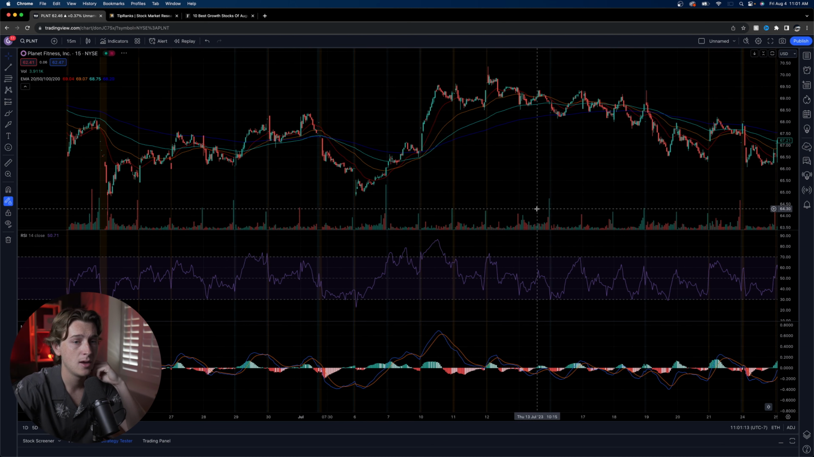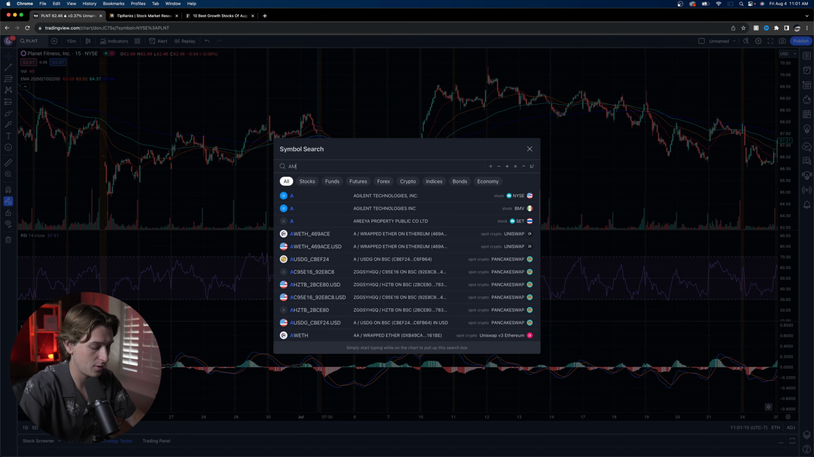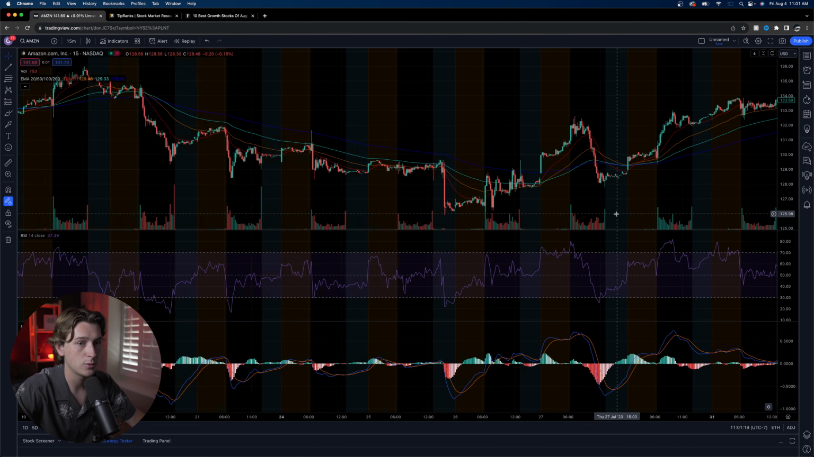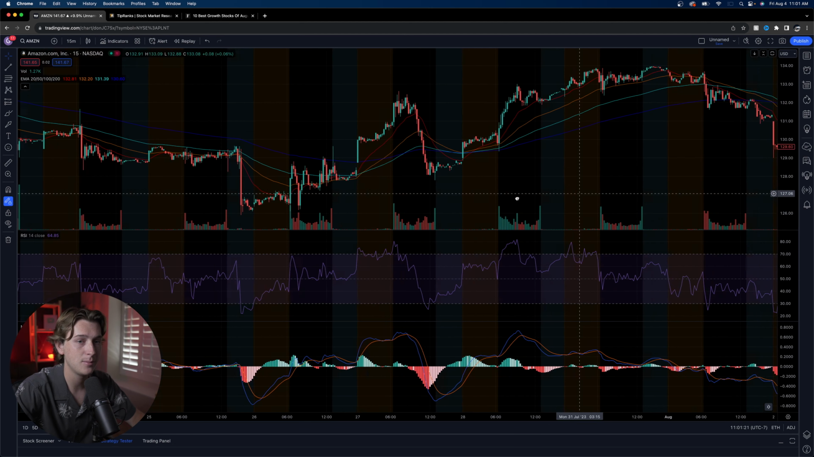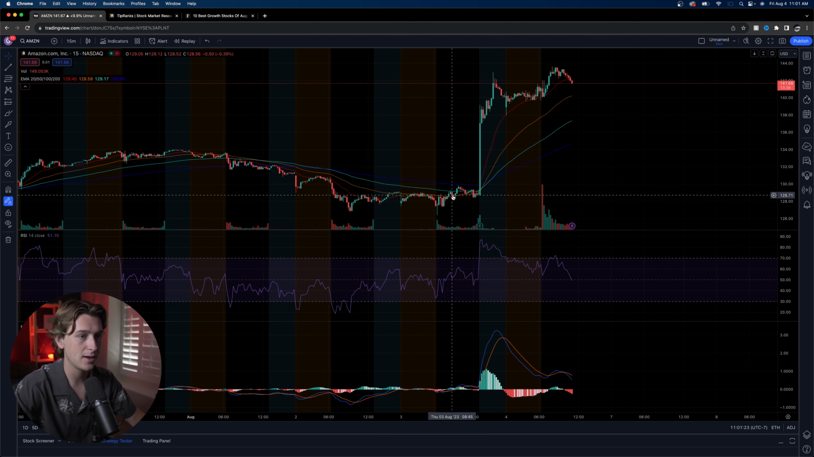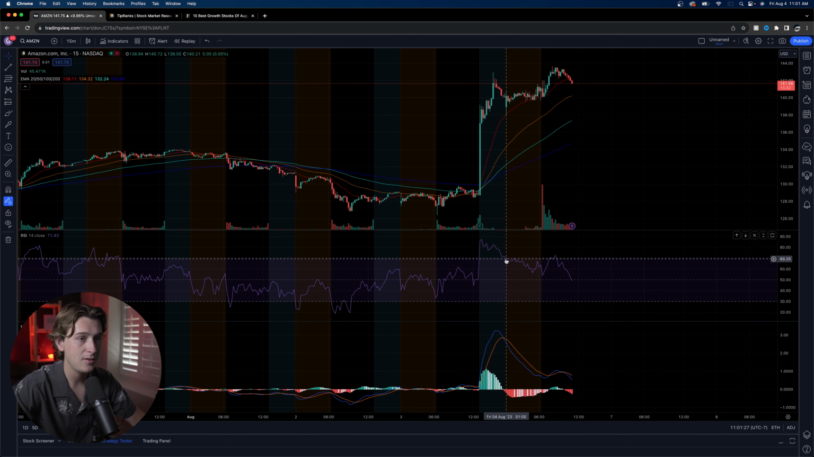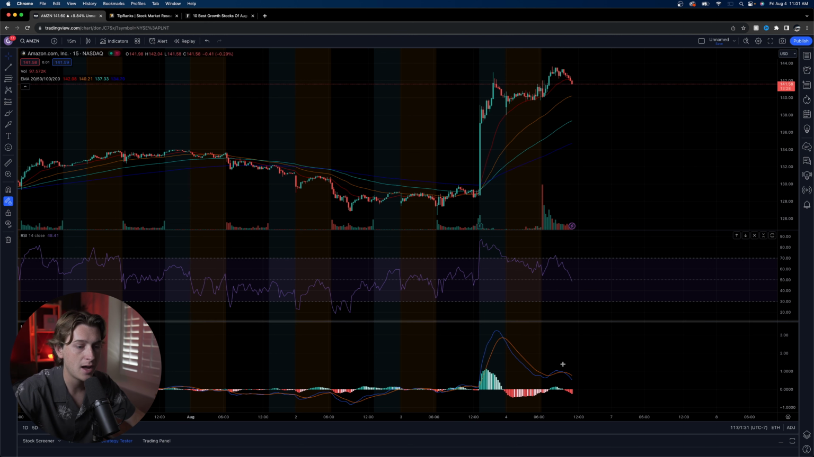For instance, we can go to a specific reversal that I was looking at today, and we're still waiting for it to play out. In my opinion, I believe that this will play out sooner rather than later, and that's with Amazon right here. As you can see, we are super oversold on the RSI.